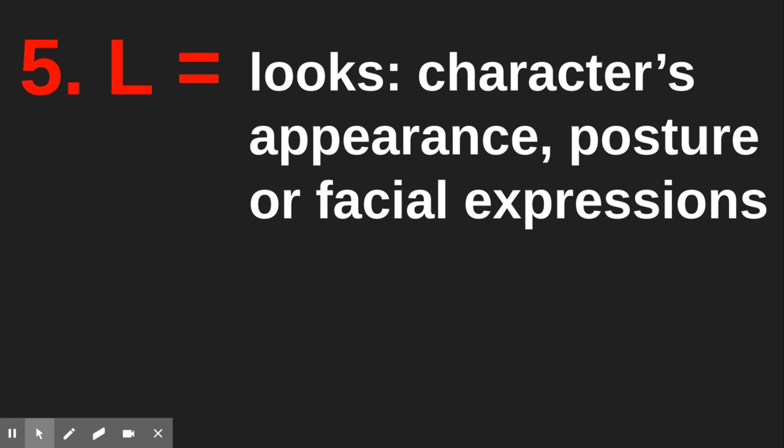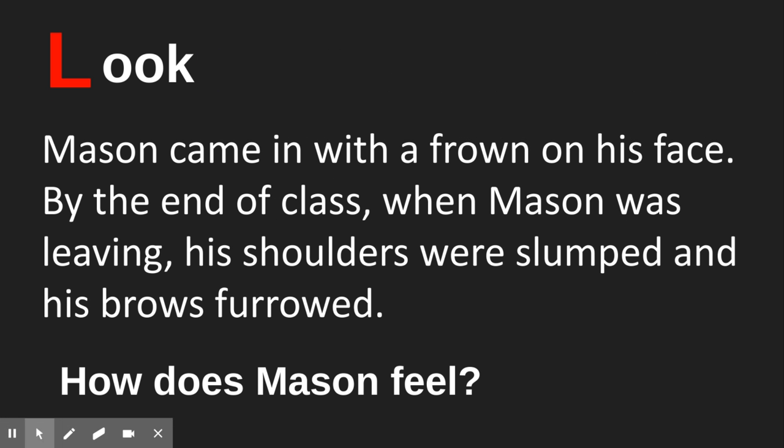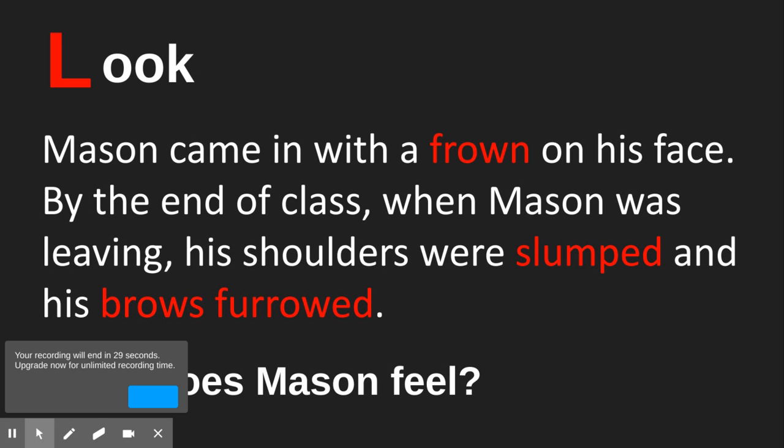And finally, looks. L is for looks. And this is the character's appearance, their posture, or their facial expressions. For example, Mason came in with a frown on his face. By the end of class, when Mason was leaving, his shoulders were slumped and his brows furrowed. So, how does he feel? Well, we can make an educated guess. It says he's frowning, his shoulders are hunched over, his eyebrows are furrowed. He's clearly upset.